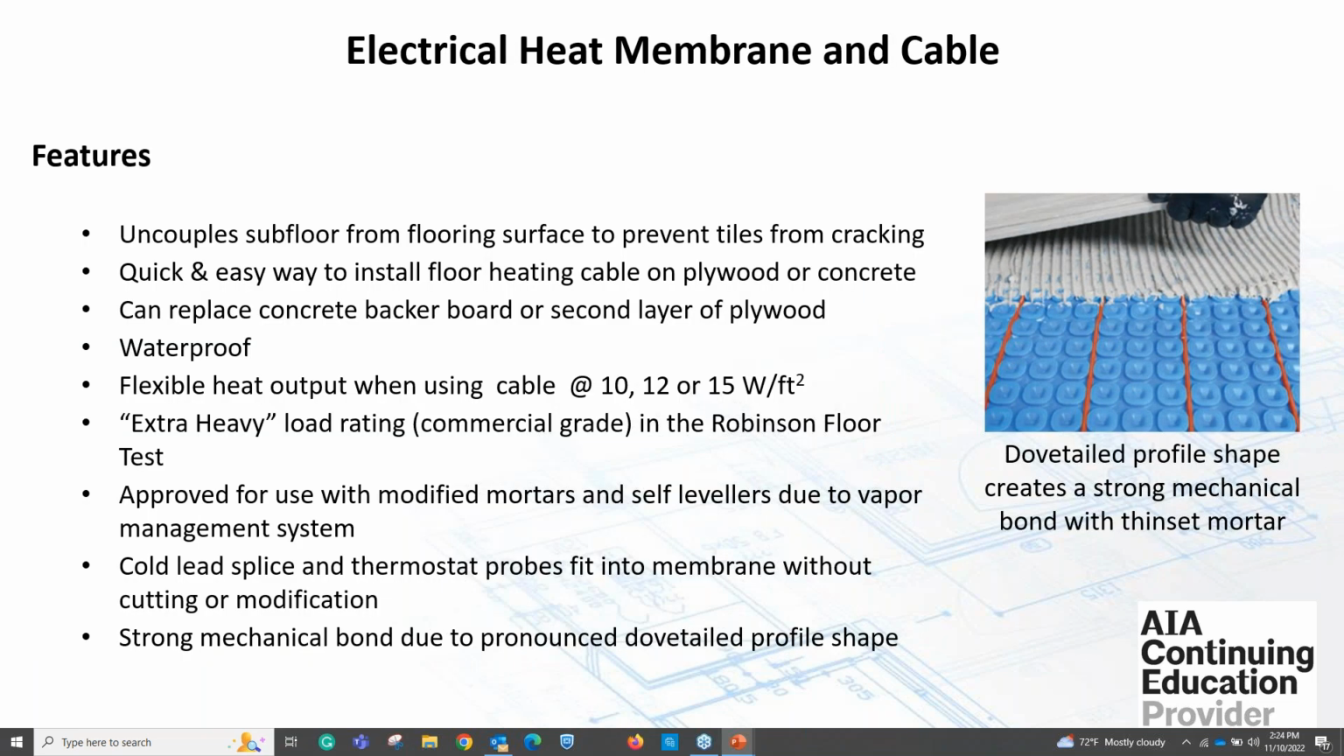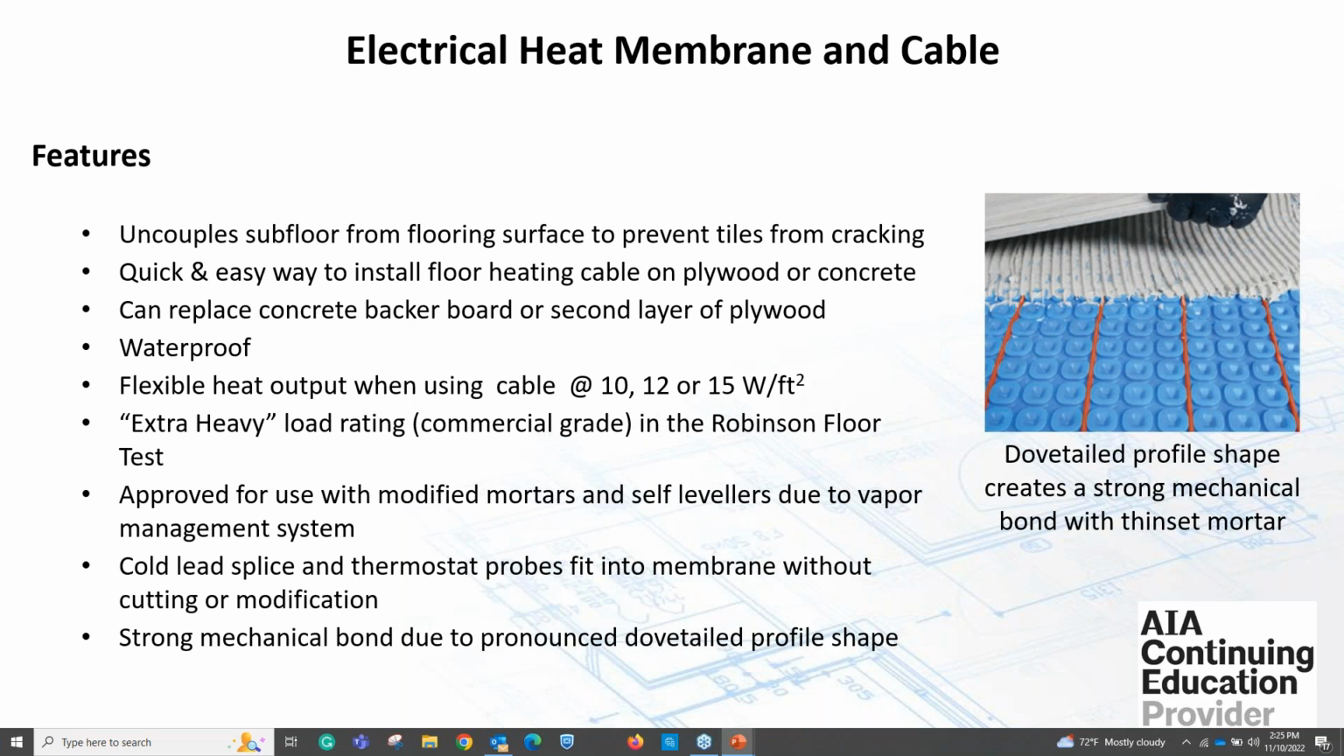So 2 things it does is uncoupling membrane separates the movement of the floor from the tile, isolates cracks, it can replace the backer board. Instead of putting the backer board down, replaces that. Like I said, in the shower, it can be totally waterproof. It allows for a varied installation of heating wires, so you can manipulate that a little bit and adjust it as needed. It's approved, every manufacturer see what mortars it's approved with. Most approved modified mortars these days.